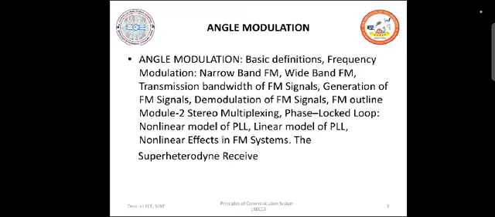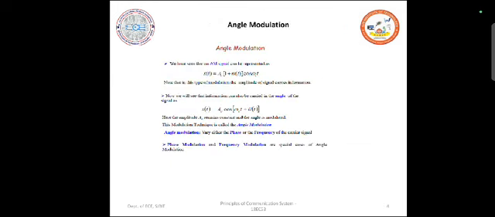Basic definition, frequency modulation. We'll be talking about narrow band and wide band FM transmission. Then we'll talk about the bandwidth of FM signals, generation of FM, demodulation. We'll also talk about stereo multiplexing. Then we'll talk about PLL, nonlinear effects in FM, super heterodyne receivers, and all those things. So coming to the definition of angle modulation, we have already seen the AM definition.